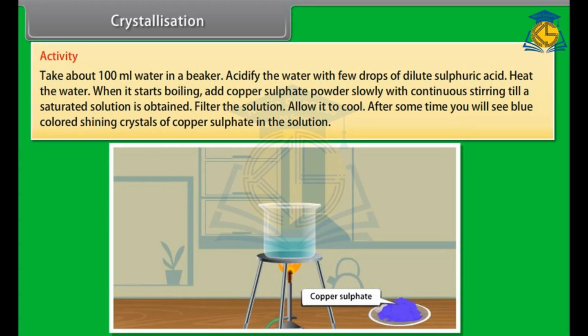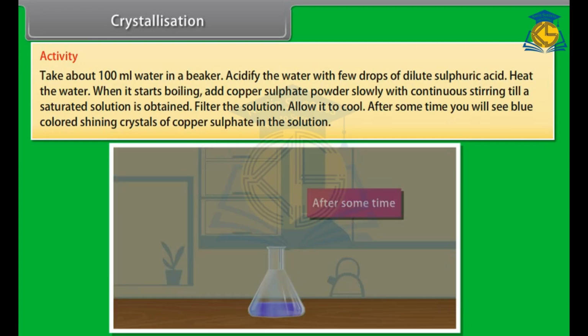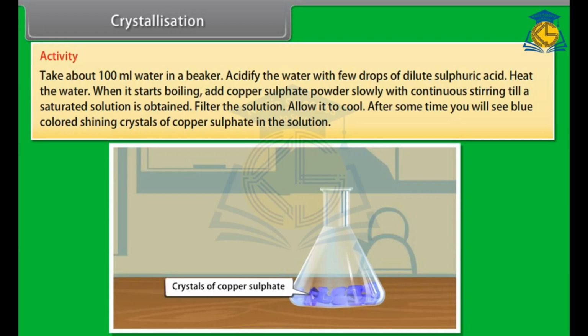Heat the water. When it starts boiling, add copper sulfate powder slowly with continuous stirring till a saturated solution is obtained. Now filter the solution. Allow it to cool. After some time, you will see blue-colored shining crystals of copper sulfate in the solution.